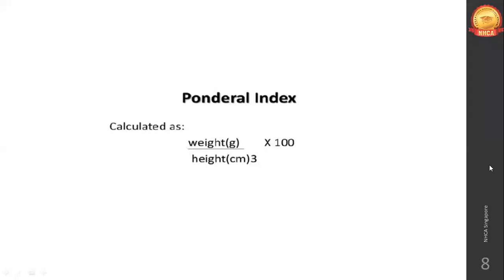Then we have the ponderal index. The ponderal index is somewhat similar to your BMI. For this, just note down the formula: weight in grams divided by height in centimeters cubed, multiplied by 100. That is the ponderal index given on the screen. In the textbook, they have another formula. Just note down the formula differences.